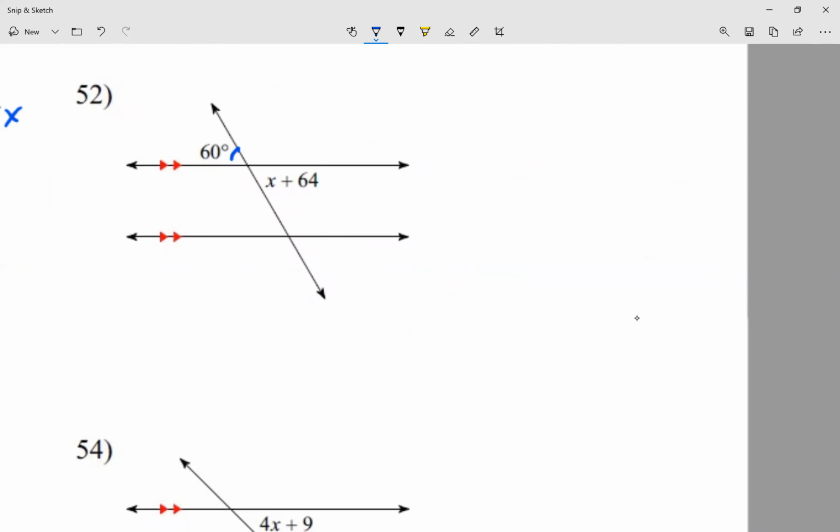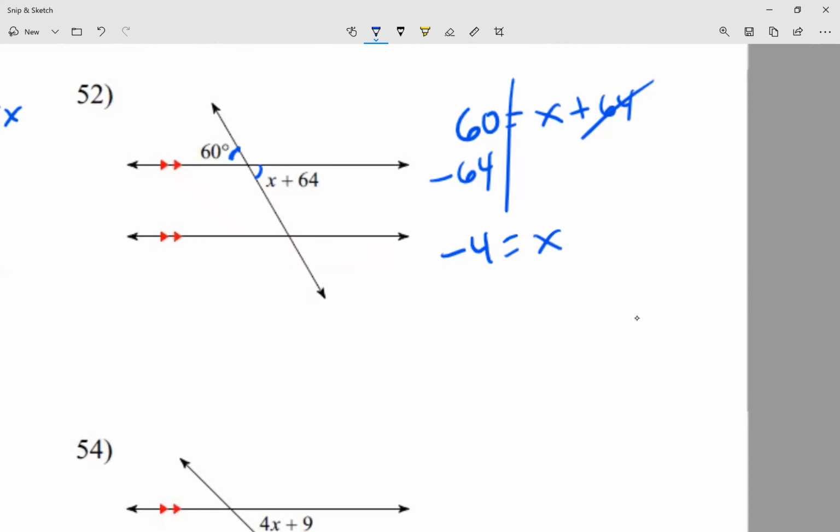Now looking at 52, these two angles are what we call vertical. I know vertical angles are congruent, they're equal to each other. So 60 is equal to x plus 64. Separate them at the equal sign. The plus 64, let me move it over as a minus 64. So I get that negative 4 is equal to x. Okay, so x equals negative 4, not too bad.